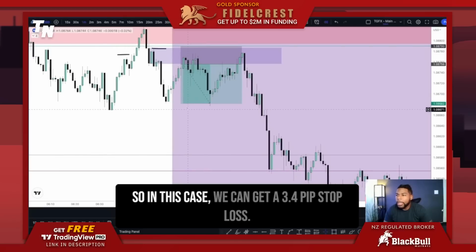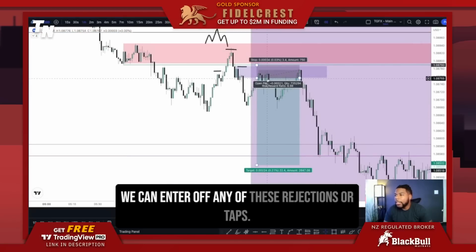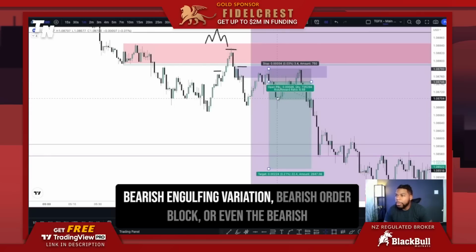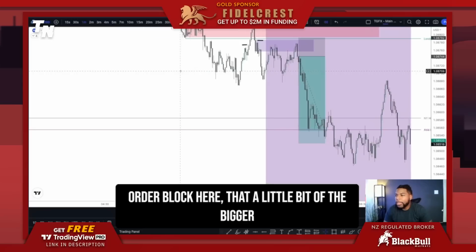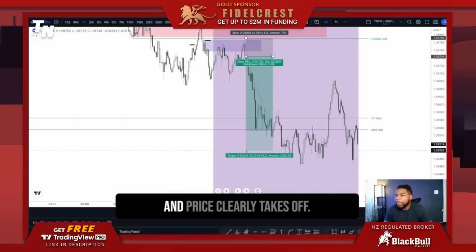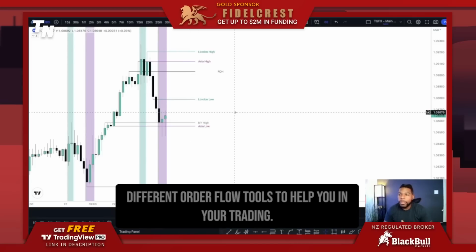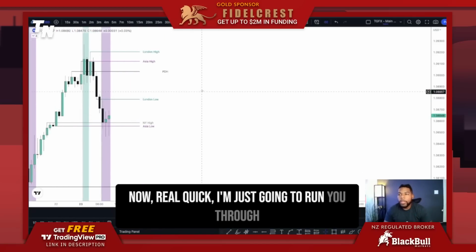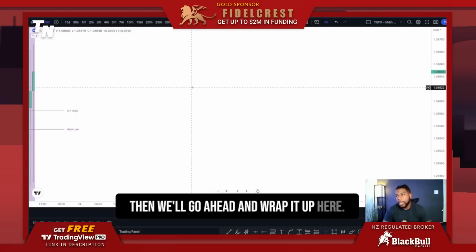All right, so in this case, we can get a 3.4 pip stop loss. We can enter off any of these rejections or taps. For example, if you wanted to wait for the bearish engulfing variation, bearish order block, or even the bearish order block here, they have a little bit of a bigger stop, but it's not a big deal here, and price literally takes off. So that's a quick example of how you can utilize the different order flow tools to help you in your trading. Now, real quick, I'm just going to run you through my entry protocol on the 1 minute time frame, and then we'll go ahead and wrap it up here.